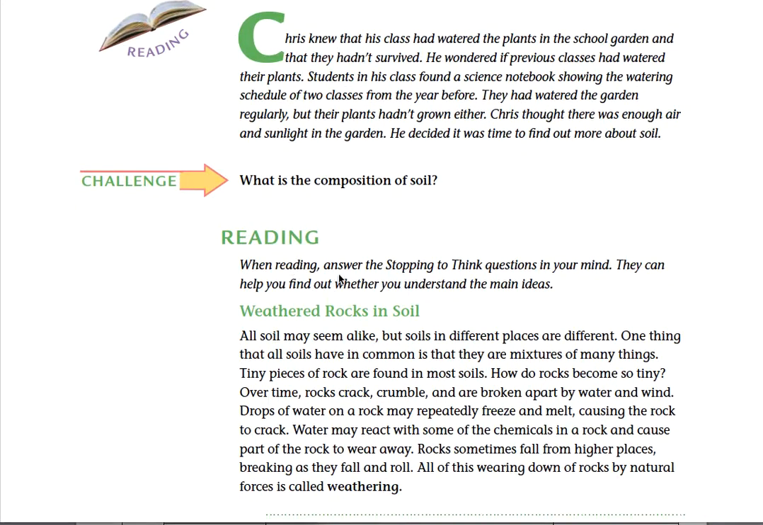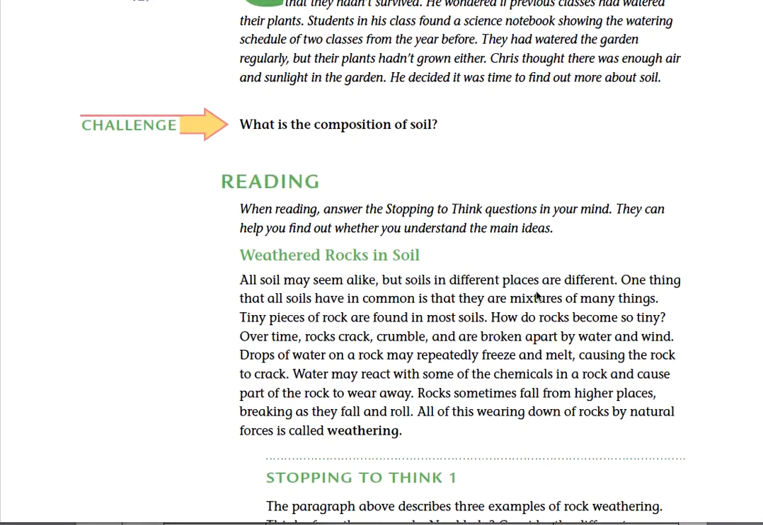Okay. It says when reading, answer the stopping to think questions in your mind. They can help you find out whether you understand the main ideas. You'll see those here in a minute. You'll just answer those in your notebook.